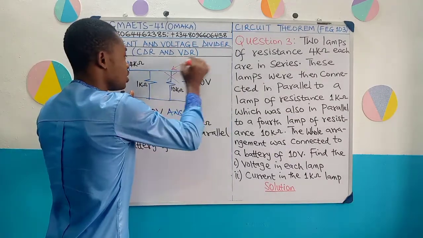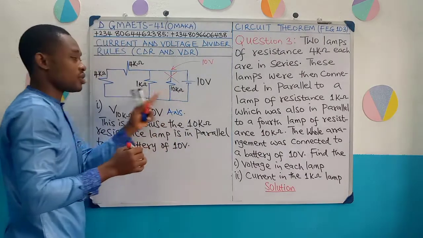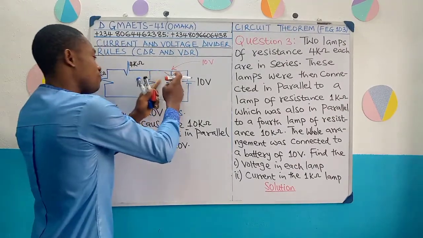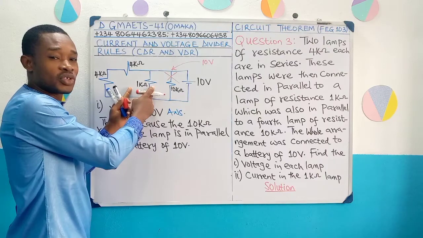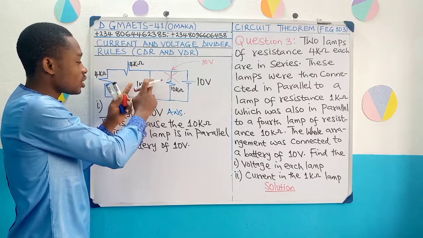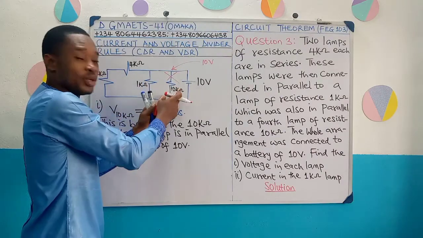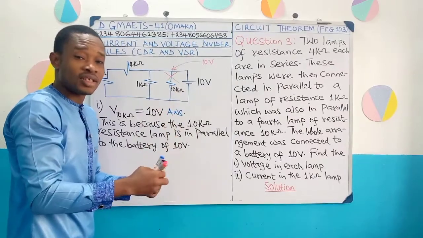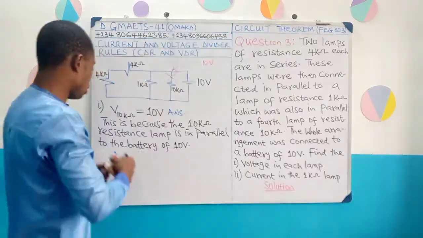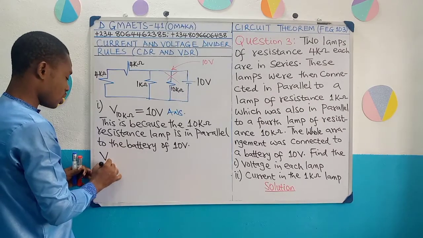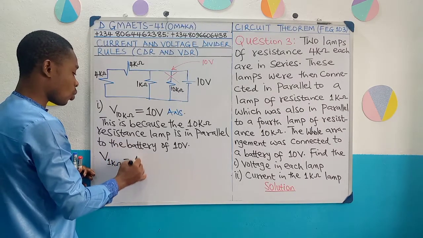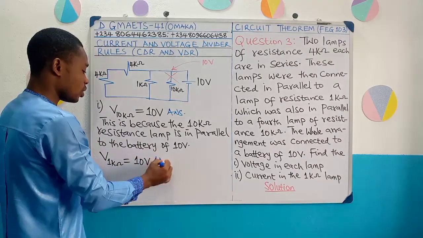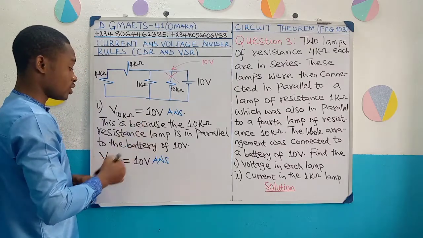Let me indicate this. This is 10 volts as well. Now if that's the case, this 10 volts will be feeding this 1 kilo ohm resistance lamp. And you can see that this 1 kilo ohm resistance lamp is also in parallel with this. And because it is in parallel with this resistance lamp of 10 kilo ohms, it simply tells us that they have the same what? Voltage. So I'm going to write that the voltage across the 1 kilo ohm resistance lamp is also equal to 10 volts. I'll also give my reason for that, the same reason we gave for the voltage across the 10 kilo ohm resistance lamp.